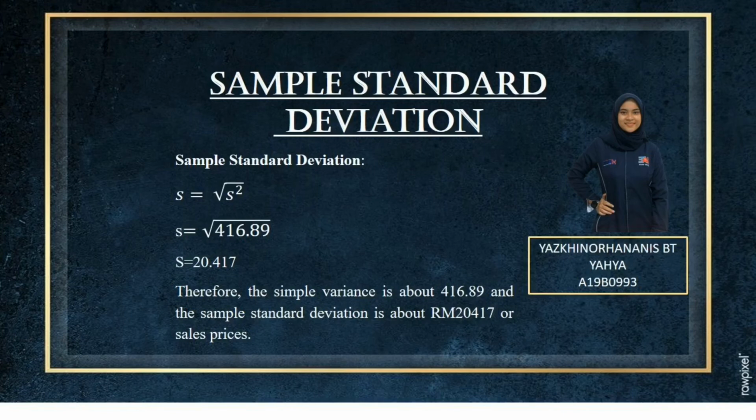S equals the square root of S squared. S equals the square root of 416.89. So the answer is S equals 20.417. Therefore, the sample variance is about 416.89 and the sample standard deviation is about RM 20,417.